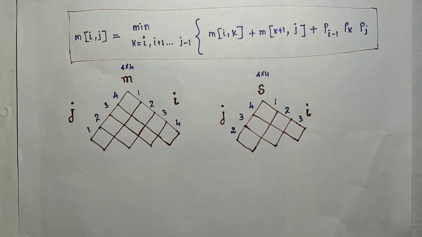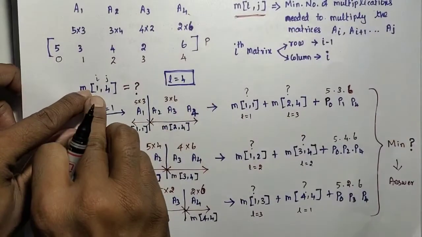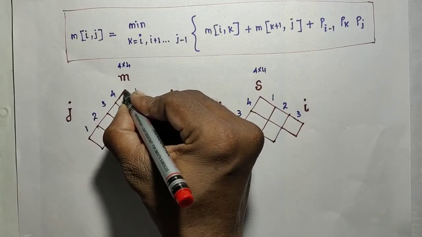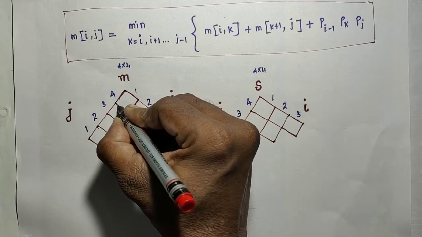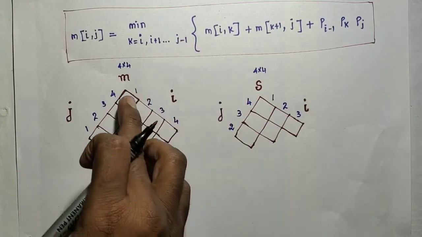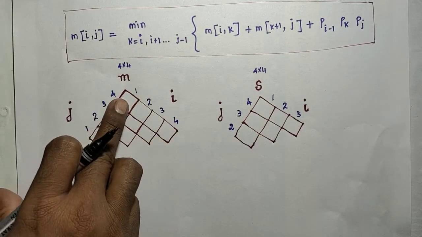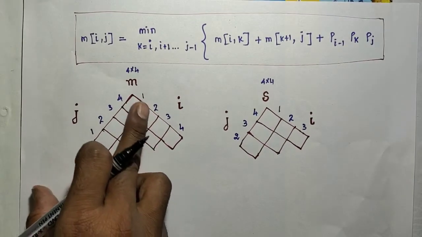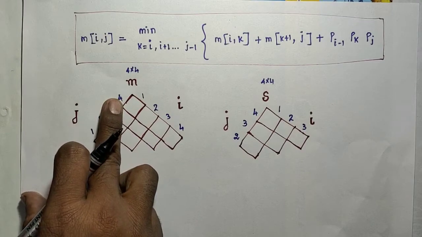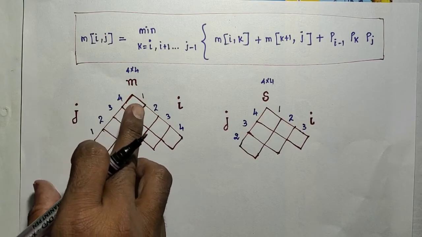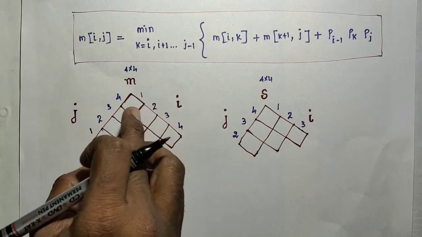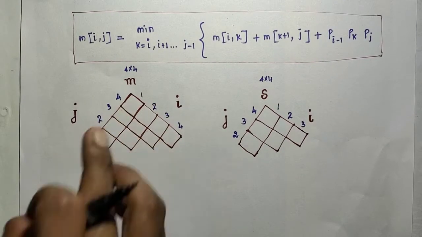So our aim is to find M of 1 comma 4. M of 1 comma 4 is this box, so this is your final result, which we need to obtain. To fill this I need to fill all other boxes, because 1 comma 4 means the length equal to 4, that is A1, A2, A3, A4. To multiply those matrices, what is the minimum multiplication? Like that we have to use it.